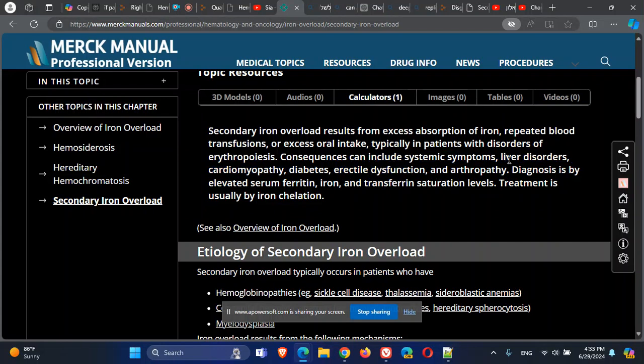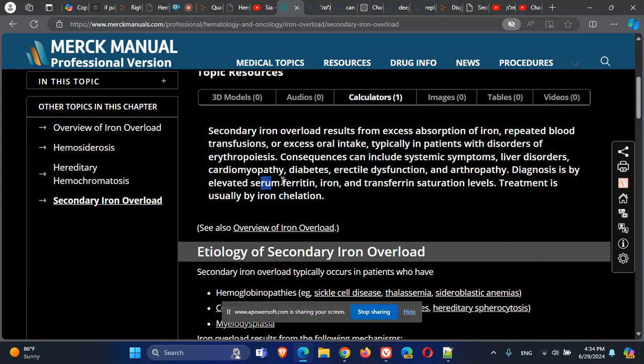Liver disease, which is the most common organ which is damaged, cardiomyopathy in the heart, diabetes, which is the result of the pancreatic iron deposits, which cause insulin deficiency or damage to the pancreas and insulin deficiency and diabetes, erectile dysfunction, which can be through hypogonadotropic hypogonadism from pituitary iron deposits, which eliminate in the end testosterone, and arthropathies from joint iron deposition.